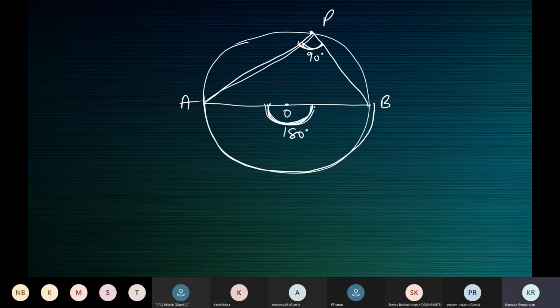And when is this 180 degrees? It's not always 180. Only when AB is the diameter. When AB is the diameter, the angle at the center is 180 degrees. Arc AB subtends angle AOB at the center, and the same arc AB subtends angle APB on the circumference. Angle at the center is double the angle on the circumference. So if this is 180, this is 90. The angle on the circumference will be less than the center angle.